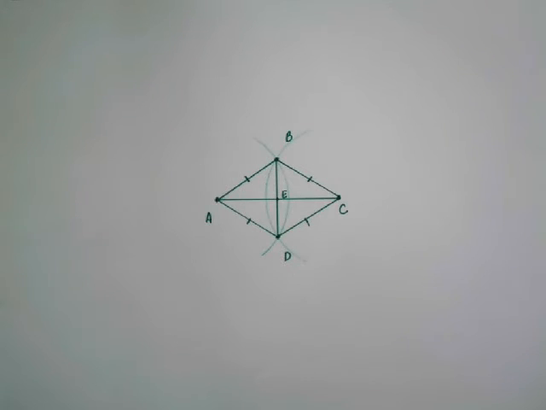So this time we started with the construction using a property of a rhombus, the perpendicular bisectors, and we're able to complete the rhombus.